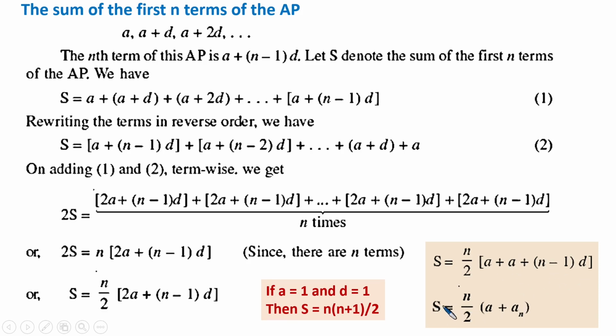So I write the sum of this arithmetic progression as n divided by 2 times the first term plus the nth term, where n is the number of terms. Here you can see that if a is 1 and your difference is 1, then you get s equal to n into n plus 1 by 2, which we derived earlier for 1, 2, 3. This is also an arithmetic progression, with difference 1: 1, 2, 3, 4, so 4 minus 3 is 1.